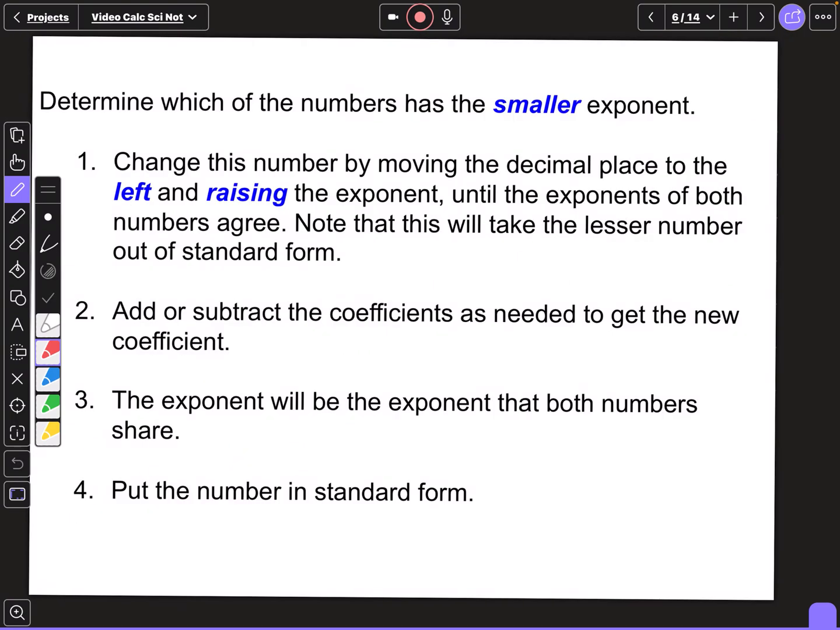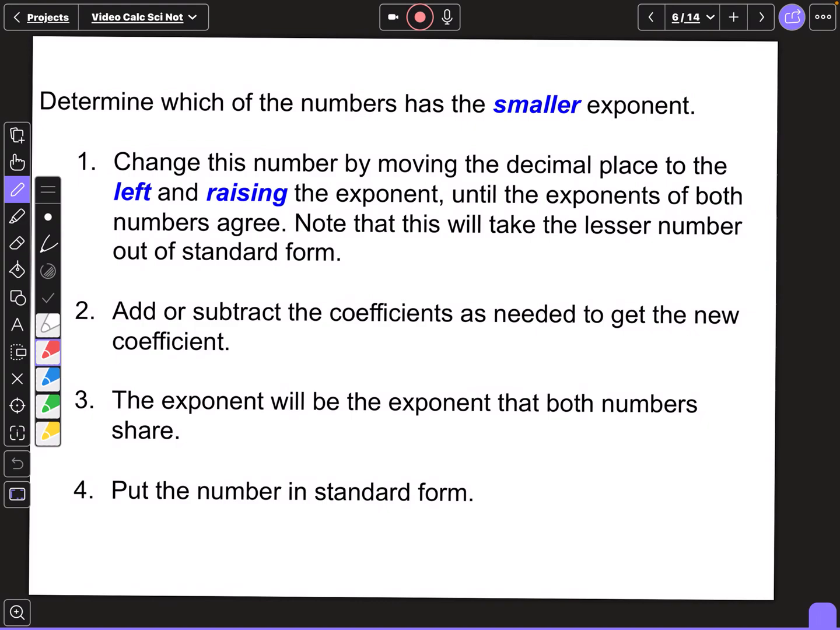And that's what this is telling you here. Determine which of the numbers has the smaller exponent. Change this number by moving the decimal place to the left and raising the exponent until the exponents of both numbers agree. Notice that this takes the lesser number out of the standard form, so it's no longer between 1 and 10, but that's fine. Then add or subtract the coefficients as needed to get the new coefficient. The exponent will be the exponent that both numbers share. Put the number in standard form.